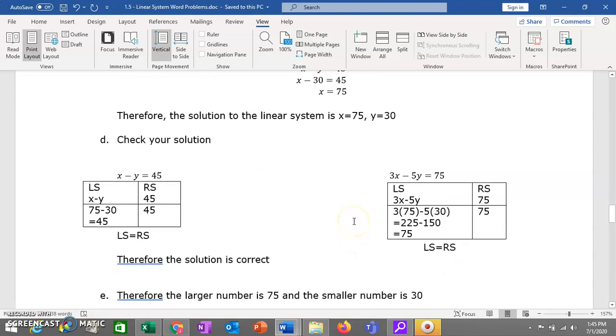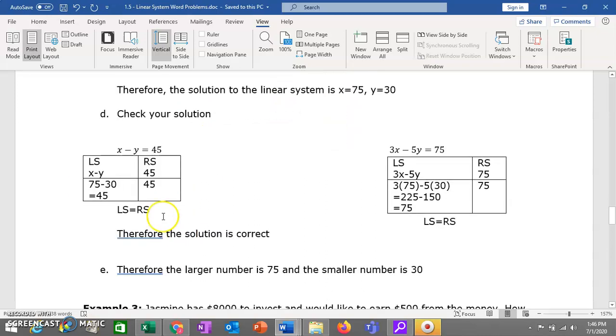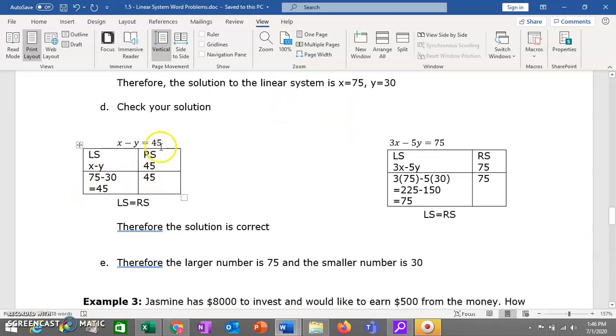Okay, so I can do a left side, right side check. Again, I'm not going to go through this too much. I just write both equations separately, and I show that if I plug in my 75 and my 30 for x and y, I get the same answers on my left side and my right side for both equations, and I do.